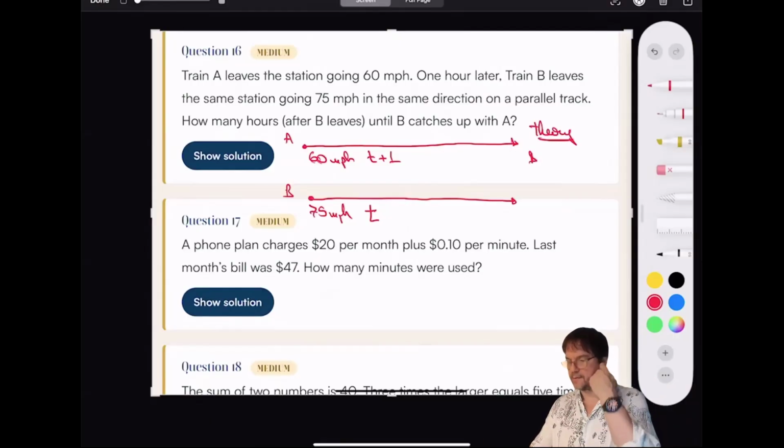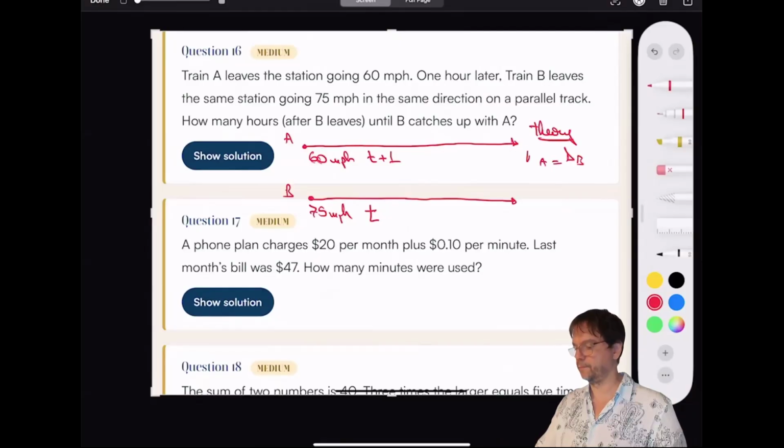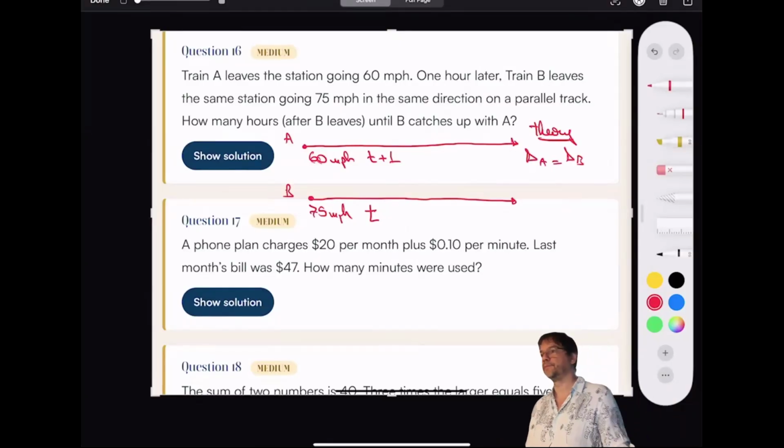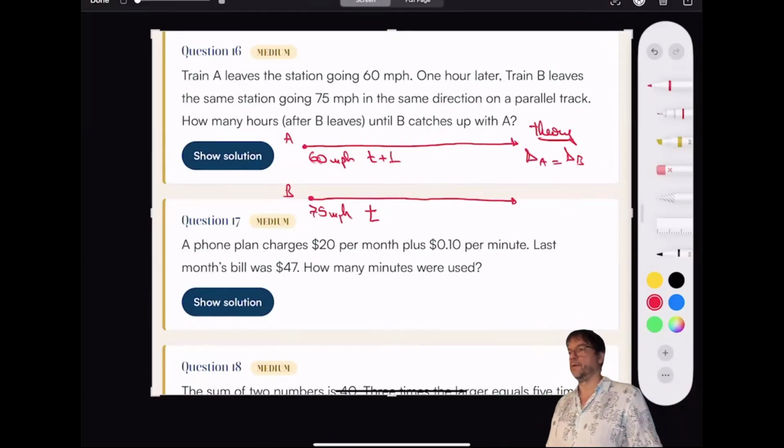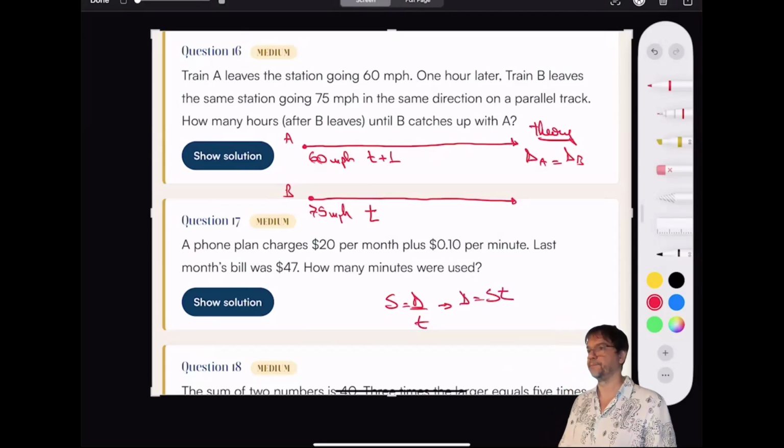The distance that A travels until being passed by B is the same distance that B travels. Do you agree? Yeah. What is distance? We know that speed is distance over time. Yes. So distance is speed times time. I pass it multiplying. Do you agree?